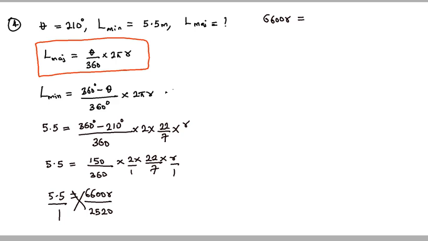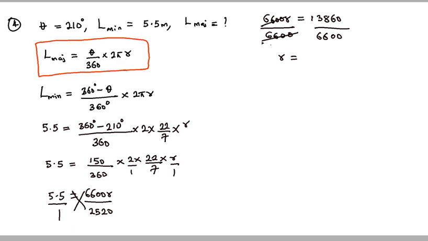2520 times 5.5 is 13,860. To get my r, I'll divide both sides by 6,600 divided by 6,600. So 6,600 we cancel out here. I will have r remaining.